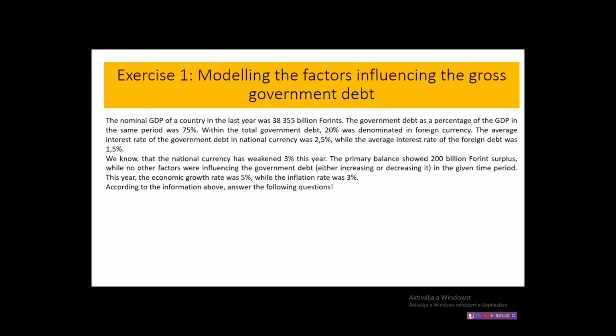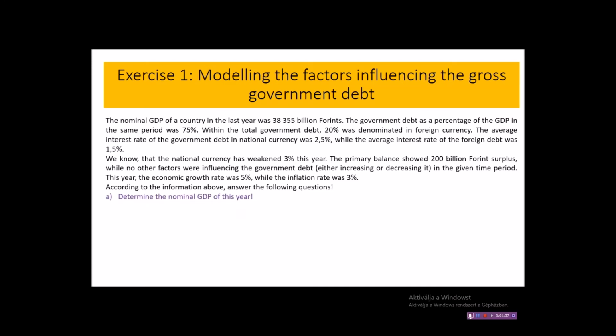The primary balance showed a 200 billion forint surplus, while no other factors were influencing the government debt, either increasing or decreasing it in the given time period. This year the economic growth rate was 5%, while the inflation rate was 3%. By knowing the above information, we need to answer three questions.